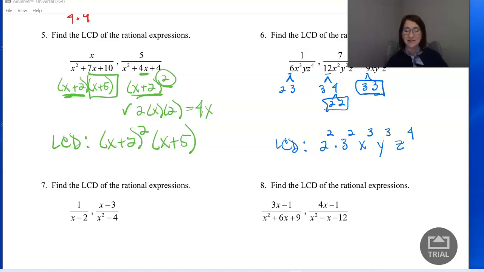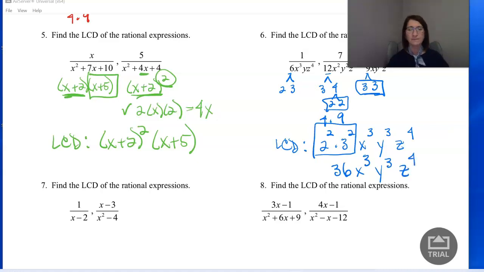The only thing I need to do is take those exponents that have integers as a base and multiply them out. So that's going to be 4 times 9, or 36. So my LCD is 36 x cubed y cubed z to the fourth. Okay, let's do the next one.